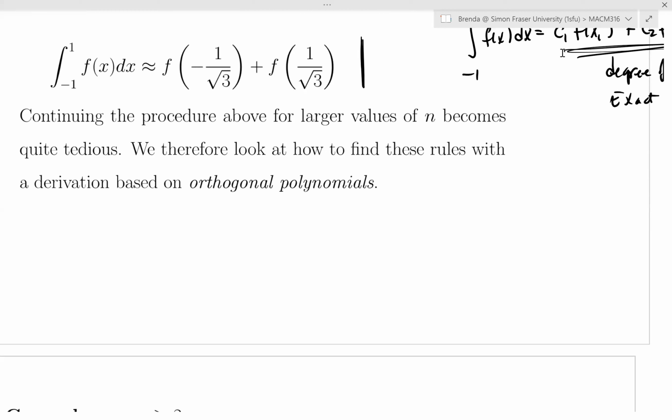And so what we're doing is we take a function, we integrate it, and so we're really excited about that.